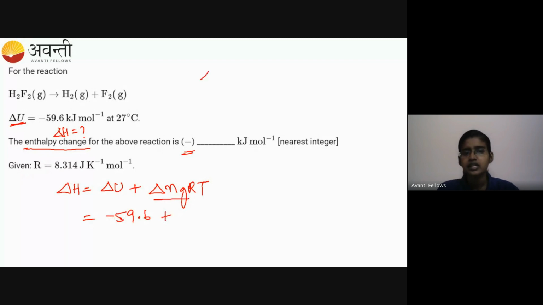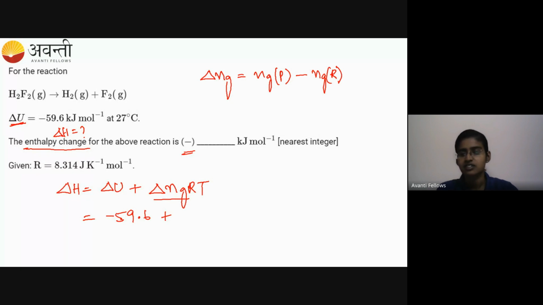So what is delta Ng? Change in the number of moles of the gaseous product. It is the number of moles of gaseous product minus number of moles of gaseous reactant. So by using this formula, you can get, yes, good, Balmini.